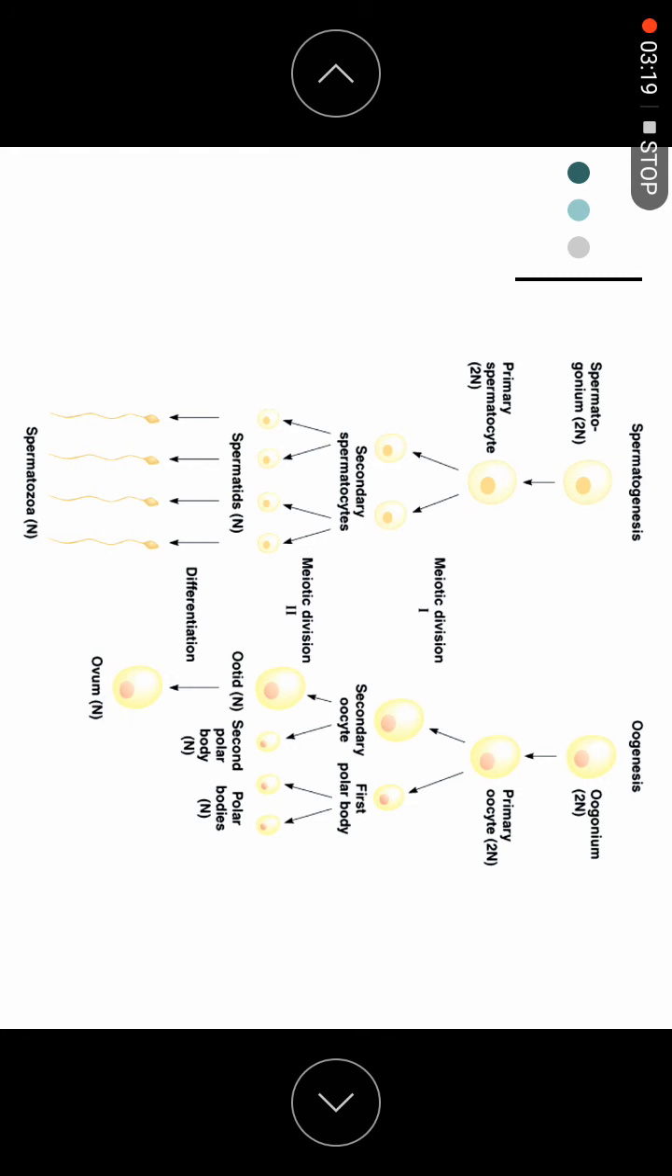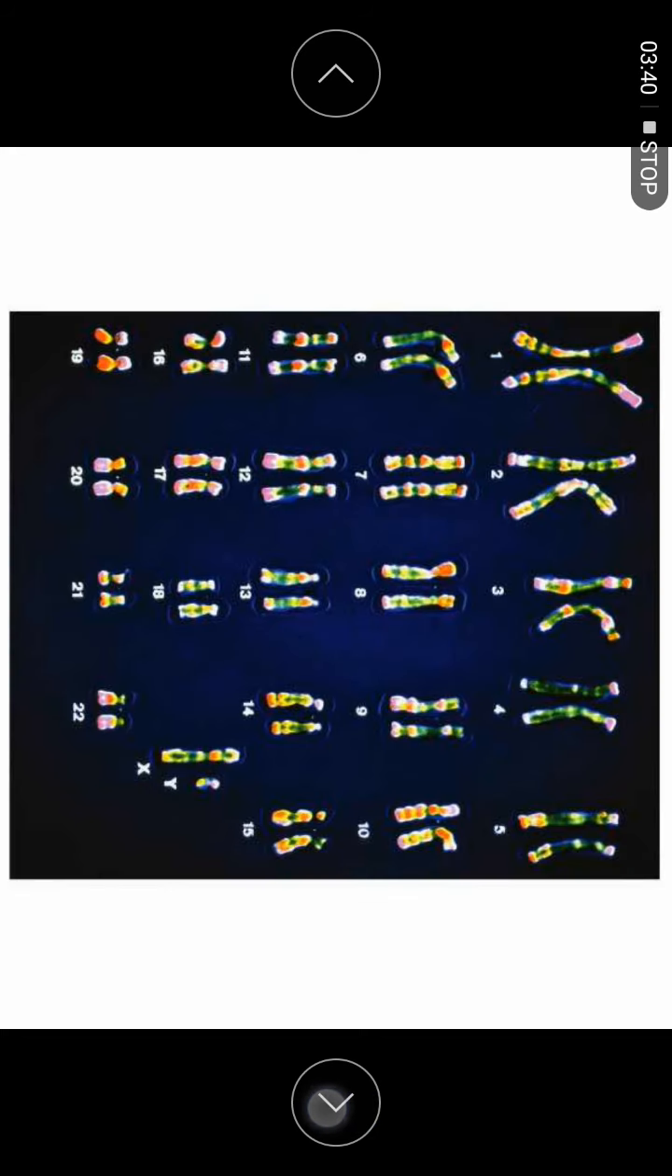So during the process of meiosis, they will undergo meiosis 1, meiosis 2, and then they will have differentiation in order to become a functioning cell, or the functioning gamete. Okay, the functioning gamete. So we will see one by one. Let us start with the gamete.